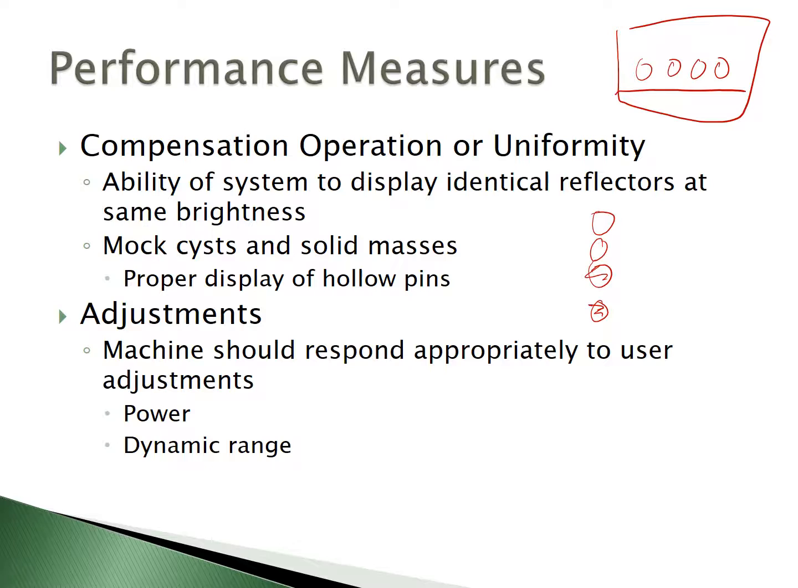And then the last performance measure that we're going to be looking for are adjustments. We're going to change the power and we're going to change the dynamic range, and we are going to expect that the machine responds appropriately. So if I turn down my dynamic range, I expect that the machine will show me more black and white pictures. If I increase my power, I expect that the machine will appropriately brighten the picture. So we're going to check that all of our knobs do the correct things that they should.